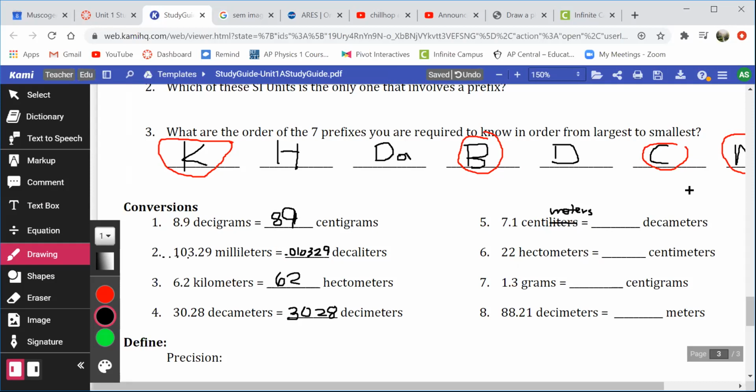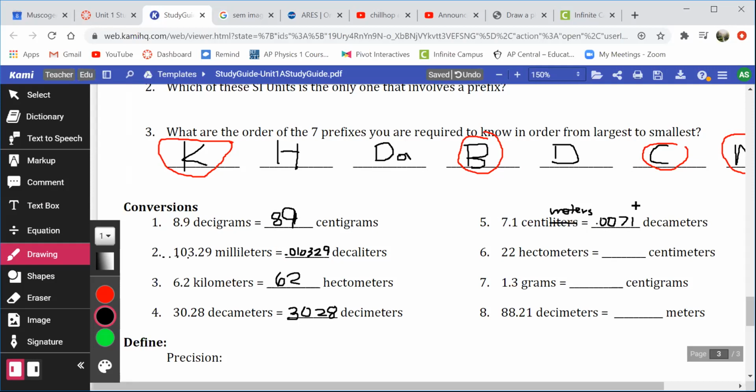I think it's 0.0071 decameters. All right, so we're going to be moving from centi to deca. So that's going to be 1, 2, 3 jumps to the left, and that means adding 2 zeros in front of the number. So 0.0071 decameters. All right, so that is our answer there. Now let's look at number 6, 22 hectometers to centimeters.